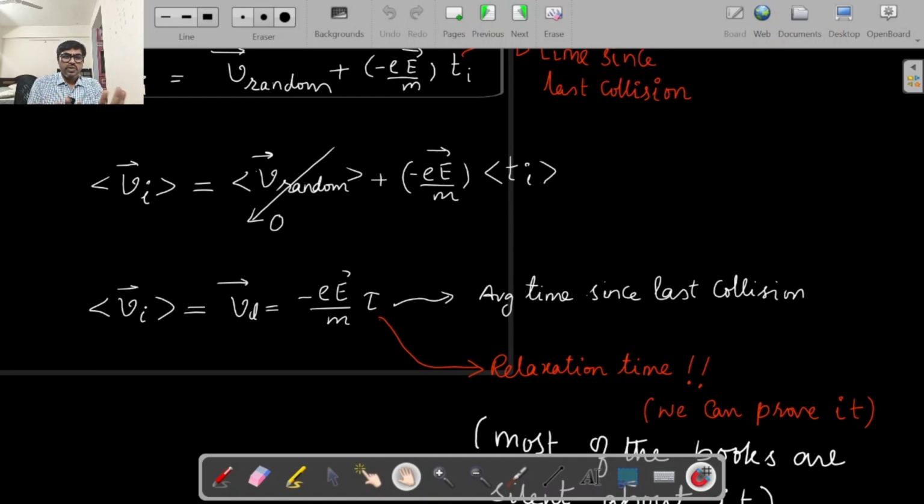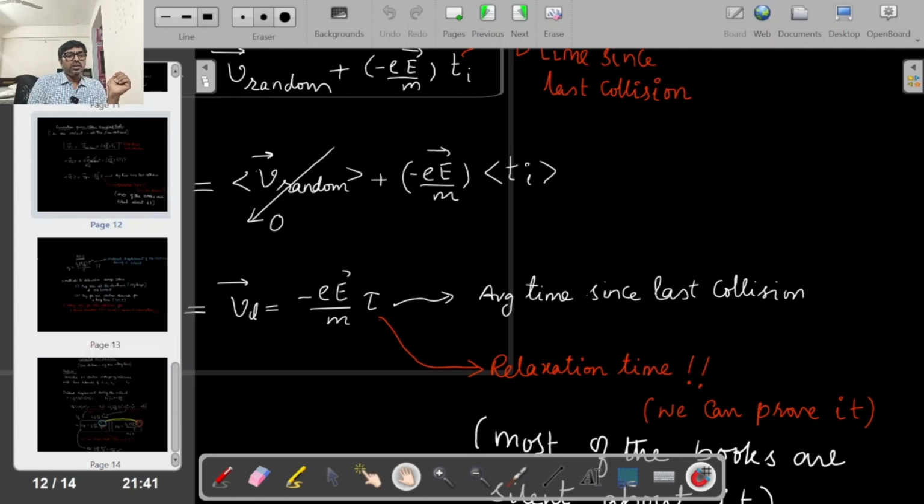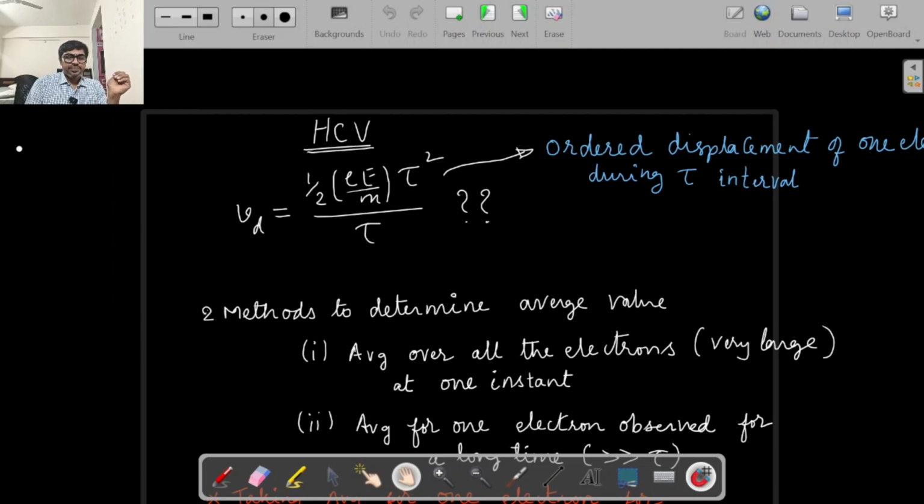This derivation is very simple compared to HC Verma's derivation. This is simpler, but now let us go to HC Verma's derivation. What is he doing and where is that difference coming from? And this is HC Verma's derivation.